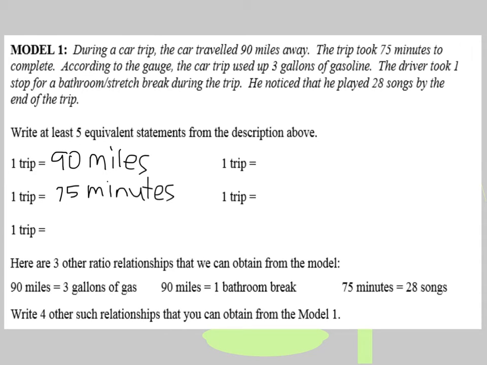Now, from what you have written, write 4 more relationships that do not include the ones I have here and the ones that say 1 trip equals. Create 4 more that you can obtain from the Model 1. And then pause here and play again when you are ready.